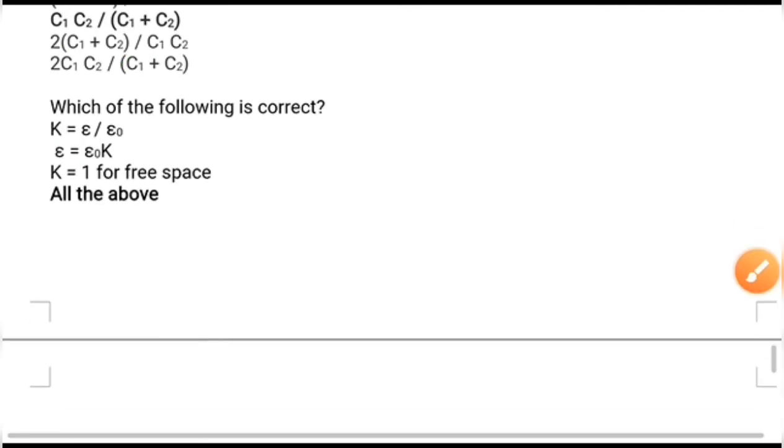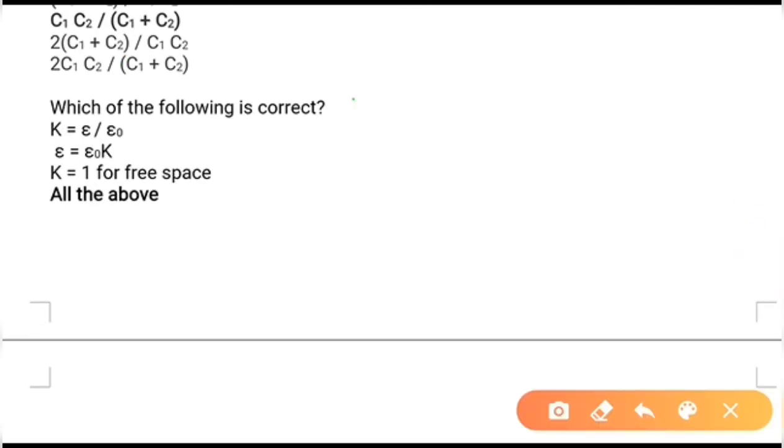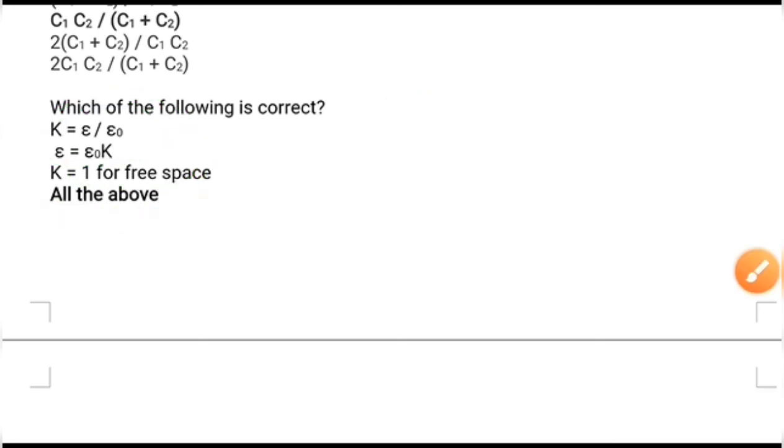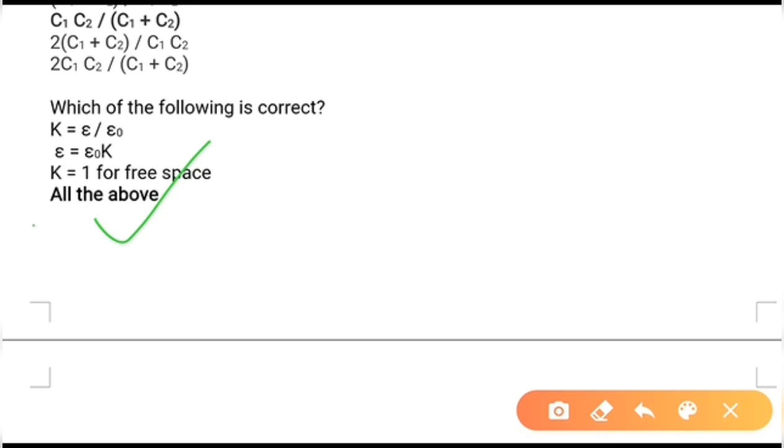The next question, which of the following is correct? K, dielectric constant, equal to epsilon by epsilon naught. So all are the same question, same formula. From the first formula we can deduce that epsilon equal to epsilon naught K, and also K equal to 1 for free space or for air medium, and K equal to infinity for conductors. So we know all are correct answers. So the exact answer will be all the above.